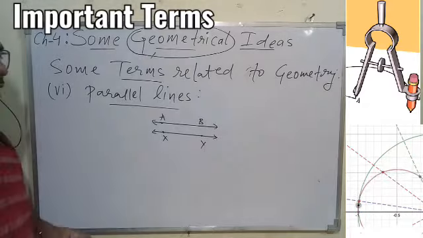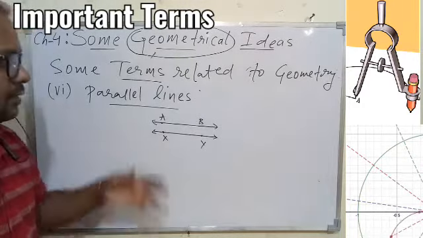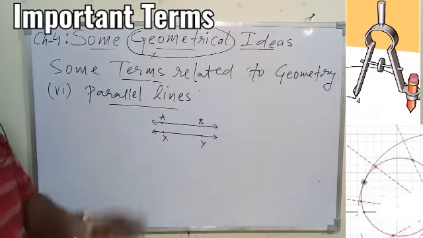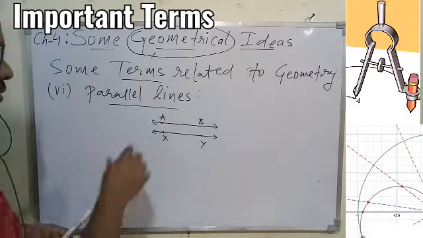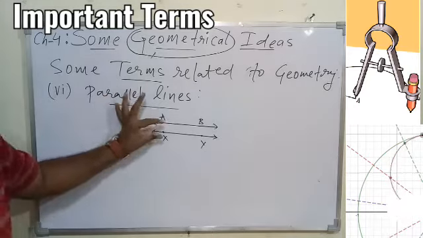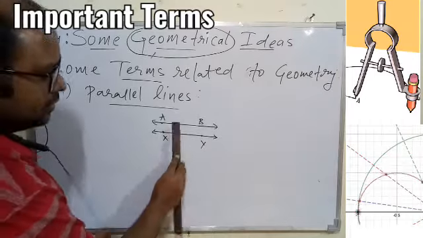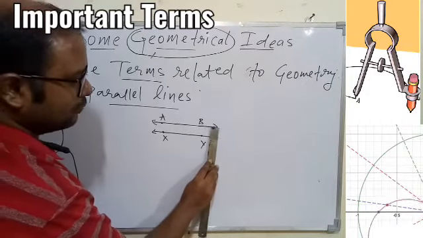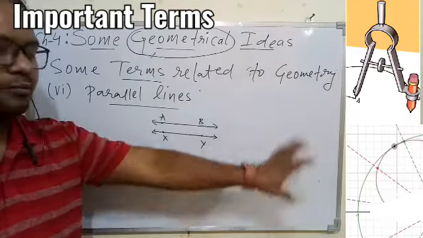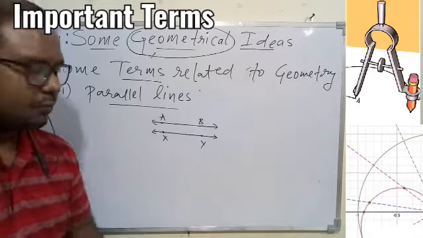So if we have two or more lines such that these lines can never intersect. Now what you see, the way I have drawn these two lines, you can see these two lines are moving together, such that between the two lines all the time the distance is almost the same. So between the two lines the distance is the same everywhere. So if between two lines the distance remains the same throughout, then such lines are basically called parallel lines. This is one way we can define.